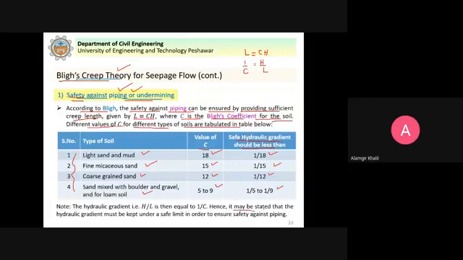So that is why it may be stated that the hydraulic gradient must be kept under a safe limit in order to ensure safety against piping. So in this case, seepage will take place, but the piping phenomenon will not occur, because in piping the soil is progressively removed. Because the hydraulic gradient is below the critical value, piping will not occur.